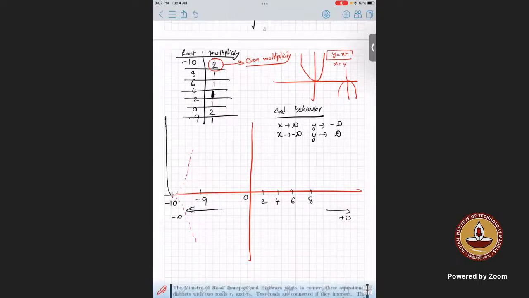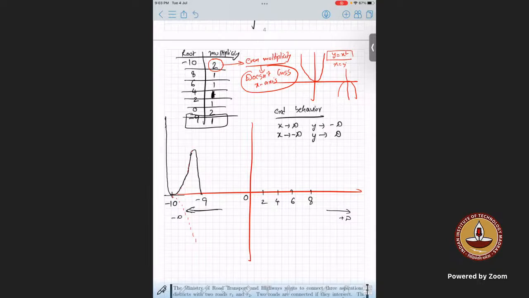Another way of saying it is that even multiplicity doesn't cross the x-axis. Now you have a clear picture of which side to go. You go down. And then the next root we have to go to is minus 9, because after minus 10 we get minus 9 on the number line. So the next thing is to go to minus 9. Now just connect minus 10 and minus 9 like this.